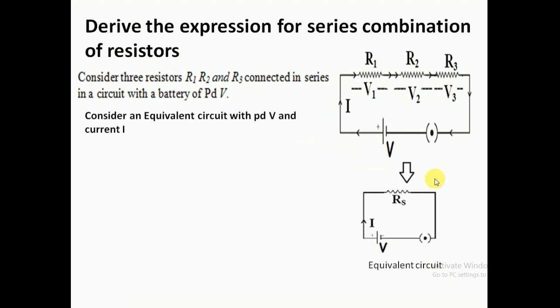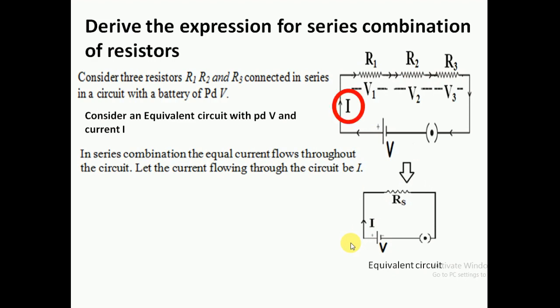I'll consider one more circuit in which the potential difference is the same, V and V, the current is the same, I and I, but I've replaced R1, R2, R3 by RS, that is the series combination of resistors. So this is the equivalent circuit, same potential, same current.